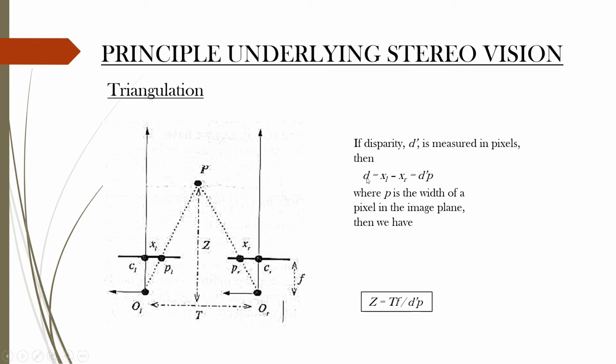Here D represents the disparity, equal to XL minus XR. These XL and XR are normally obtained in terms of pixels, so we need to convert into mm or whatever measure by multiplying with the pixel width. We can calculate the depth using this equation obtained from the similar triangle properties: Z is equal to T F divided by D times P.